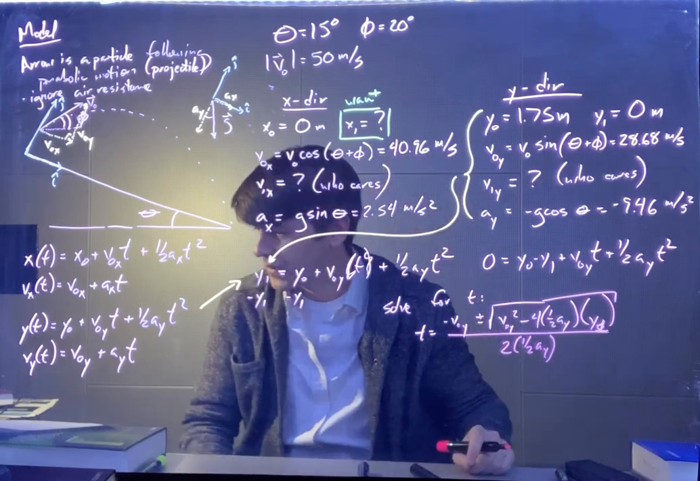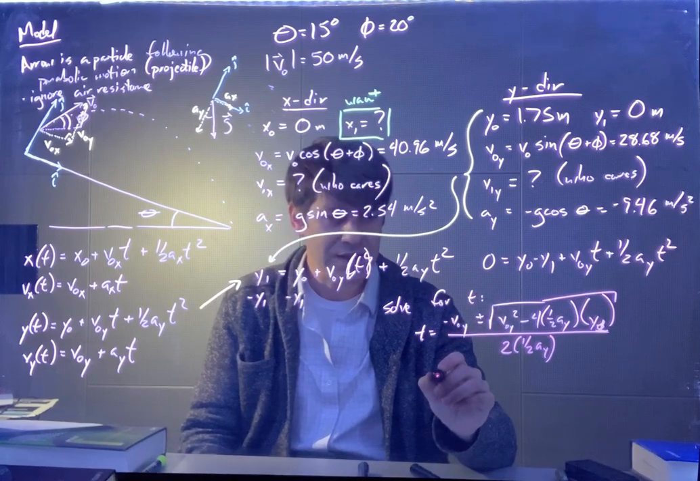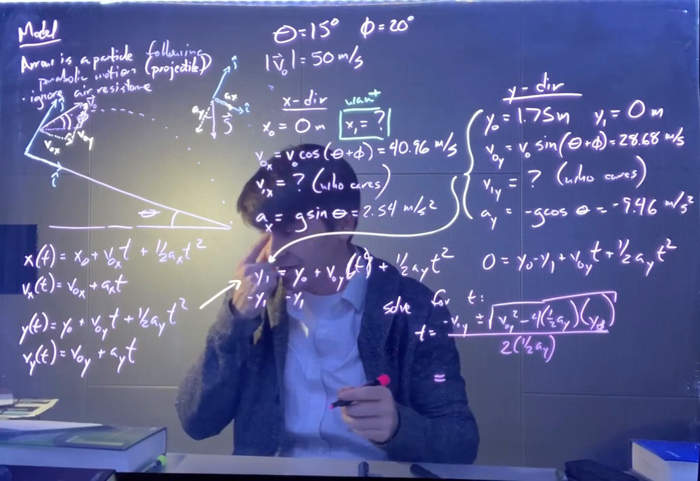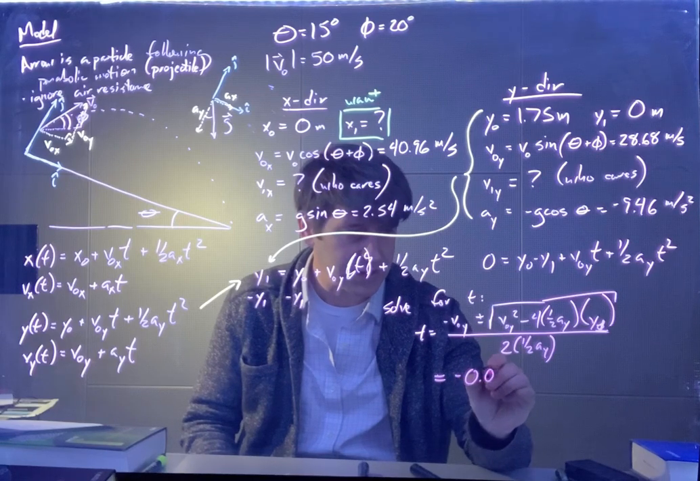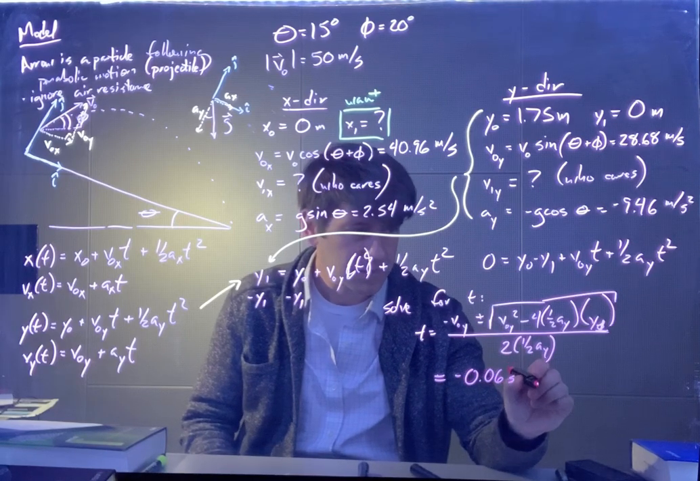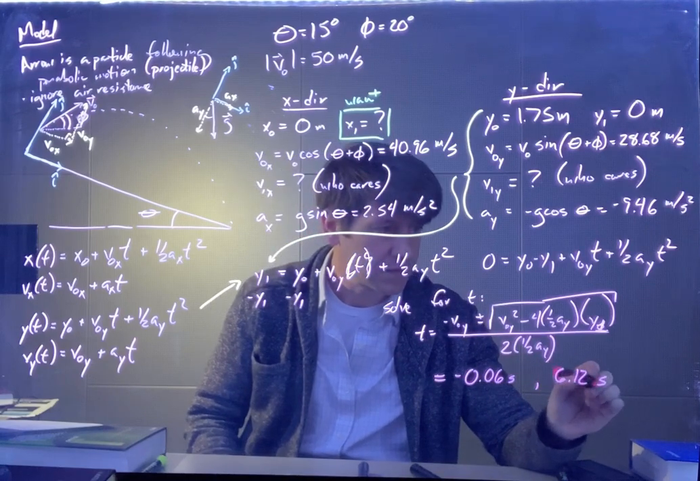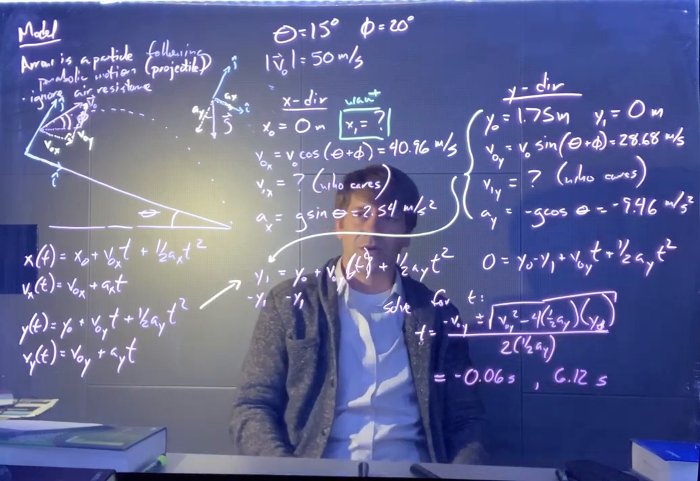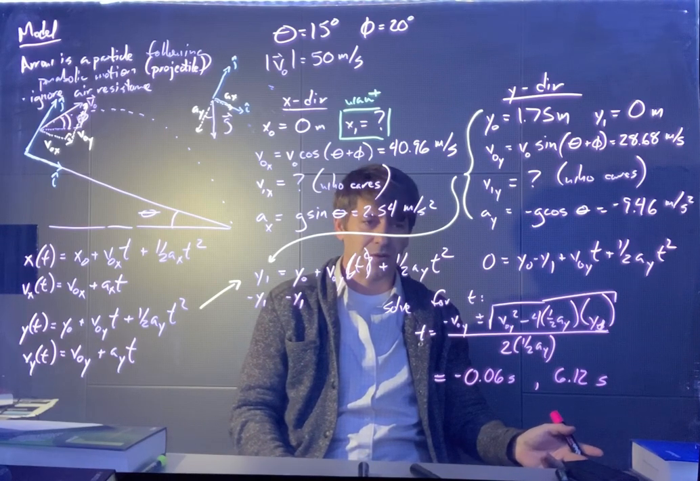Okay, so you plug in numbers, and in the end you get two answers for t. One is negative, about negative 0.06, and the other is 6.12 seconds. Okay, so now we're thinking, we got two answers for time. Why do we have two? Which one's right? Which one do I care about?